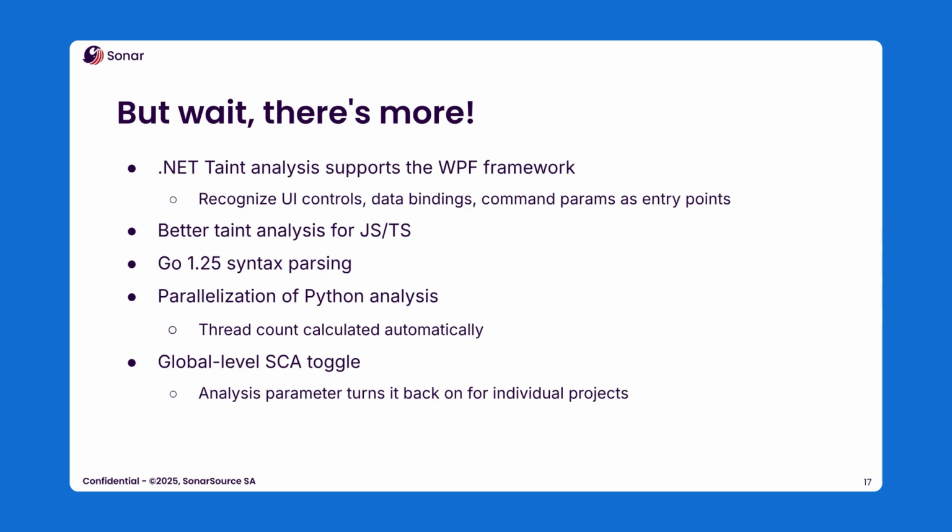And finally, we've added a global level SCA toggle. Now, previously, it was either on or off for your entire instance, and if you had the license for it, it was on. In very big instances, this was a problem because people wanted to try it out with a few projects first and not impose it on everyone all at once. So now you have the ability to turn it off at the instance level so that you can re-enable it at the project level with analysis parameters.